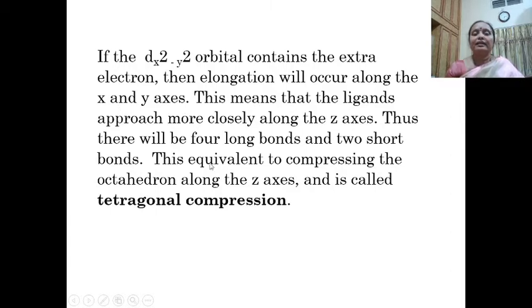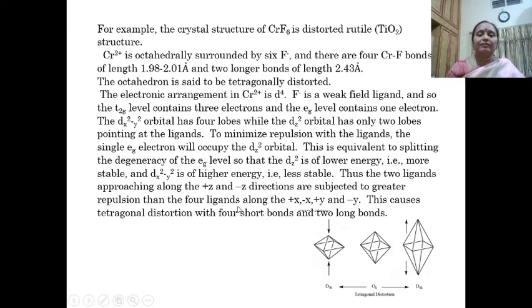This means the ligands approach more closely along the z-axis. Thus, there will be four long bonds and two short bonds. This is equivalent to compressing the octahedron along the z-axis, and this is called tetrahedral compression.